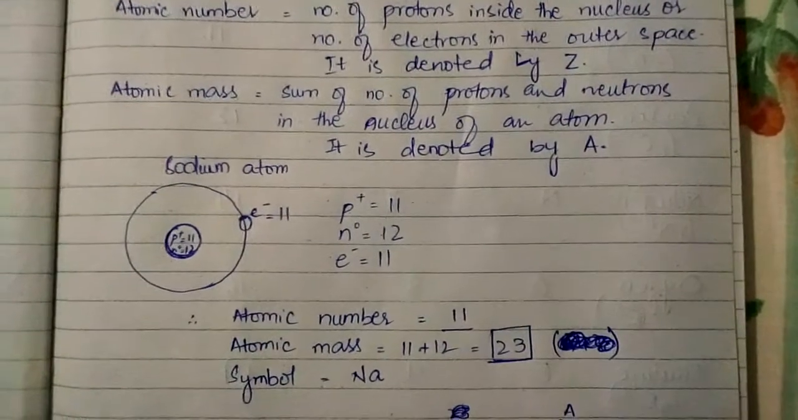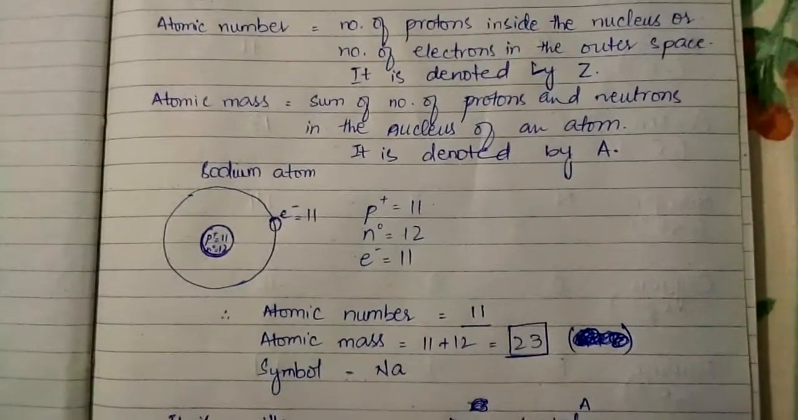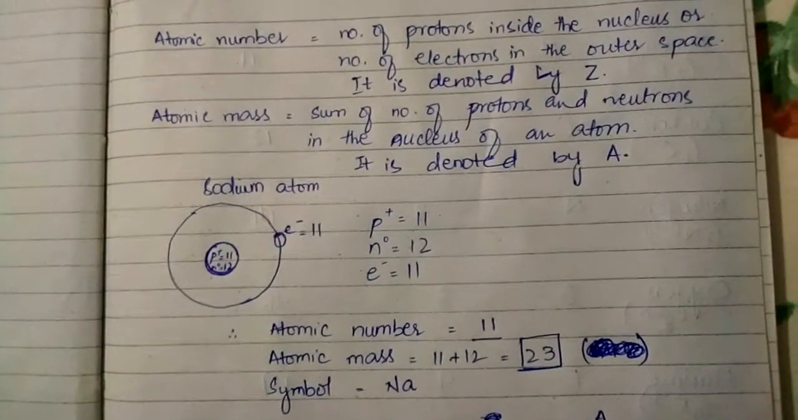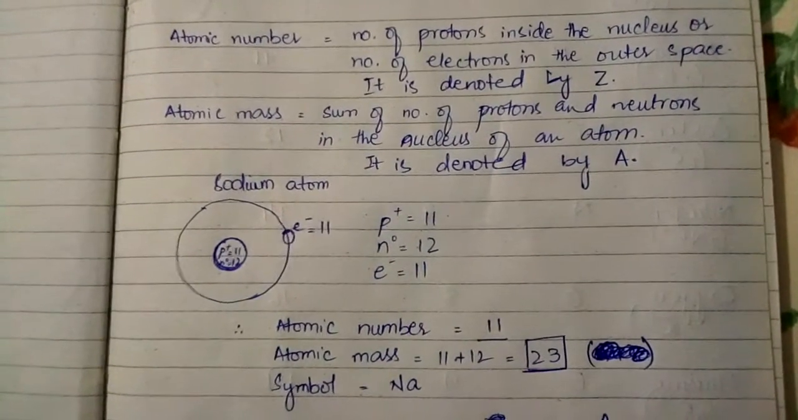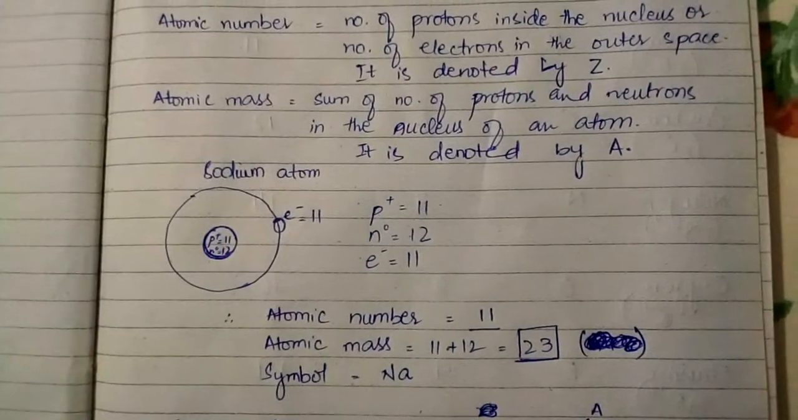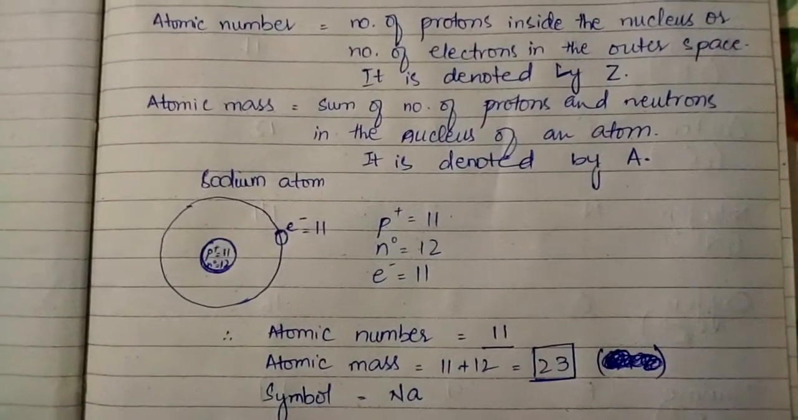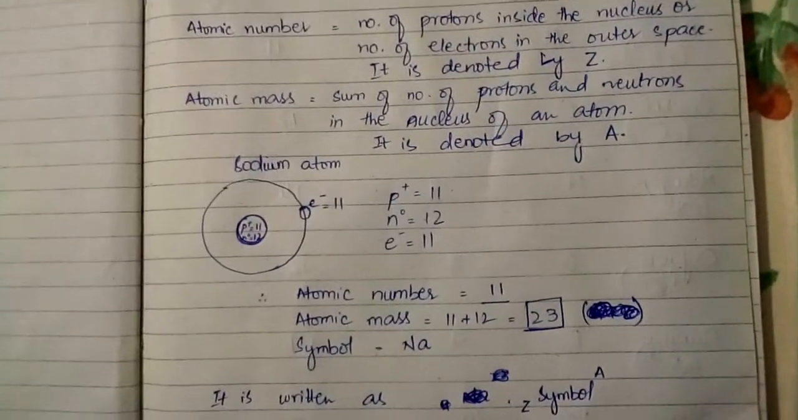The third thing that we need, which we will need in further lectures and further problems that we solve, is the symbol. The symbol of every element is unique to it. The symbol of sodium is a capital N and an A, Na, which comes from, I think, the Latin word for it, which is natrium.